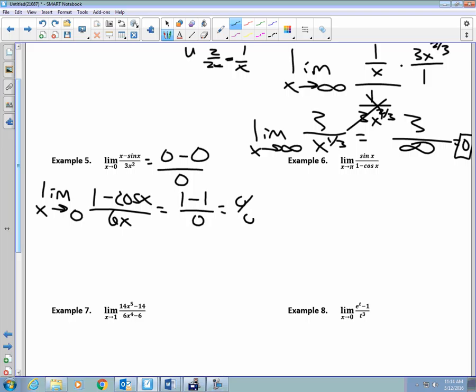So what should we do? What's the derivative of 1? What's the derivative of negative cosine? Positive sine. What's the derivative of sine of x over 6x? What's the sine of 0?